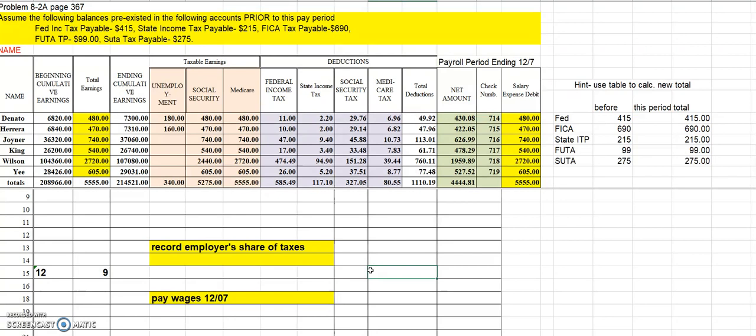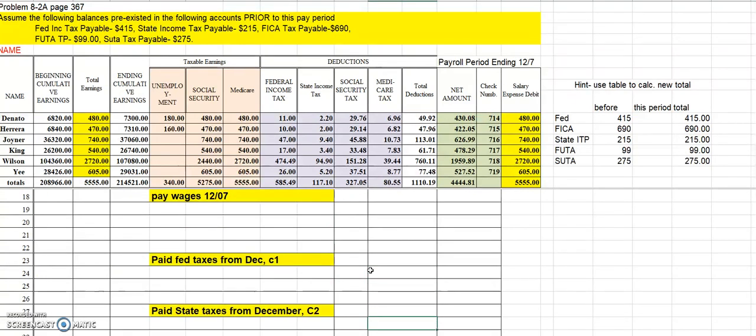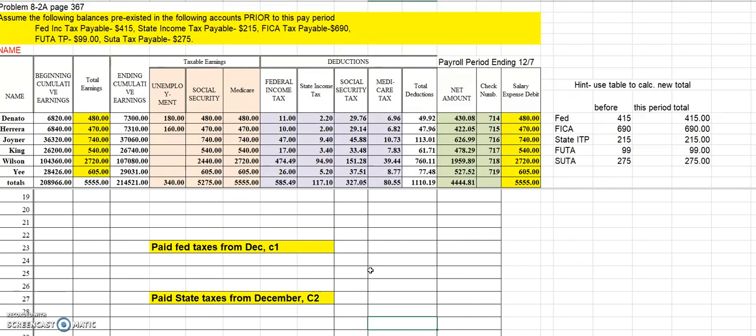Now, here's where the students seem to struggle. The next three entries want us to then pay the taxes. So federal taxes are paid in December for everything that was collected in the entire month of December. So far, year to date, we've collected federal income tax of $415, and the new payment from above needs to be added in. So just as one example, the federal income tax this month was $585.49.